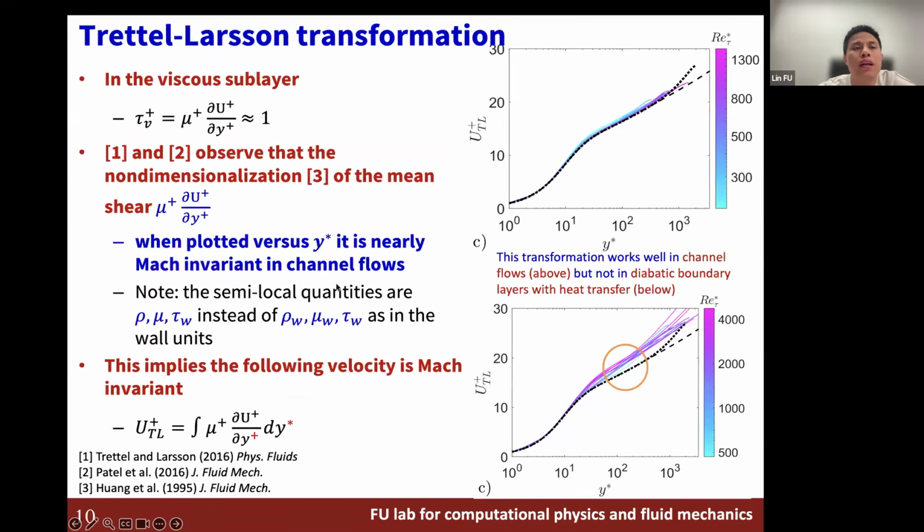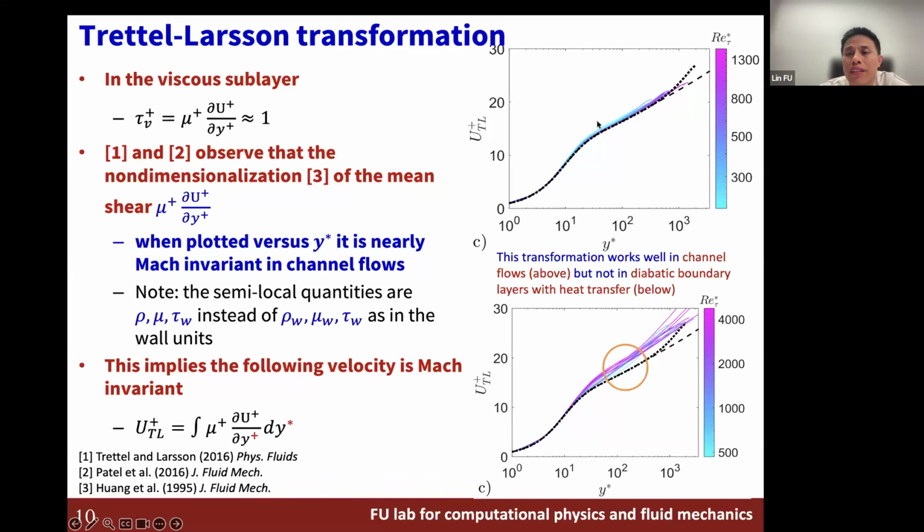Later on, we come to the Trettel-Larsson transformation. This is a very famous transformation proposed in 2016, if I remember correctly. The first assumption is a constant stress layer in the near-wall regime. Secondly, very importantly, compared with the previous Van Driest and Jones transformations, they introduce a semi-local scaling. The length scale now changes to y star. And for the velocity scale, they propose this semi-local viscosity-based non-dimensional Mach invariant mean shear. After integration with regard to this semi-local coordinate y star, they get the Trettel-Larsson transformation.